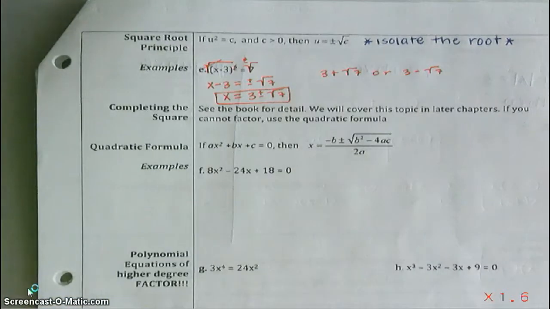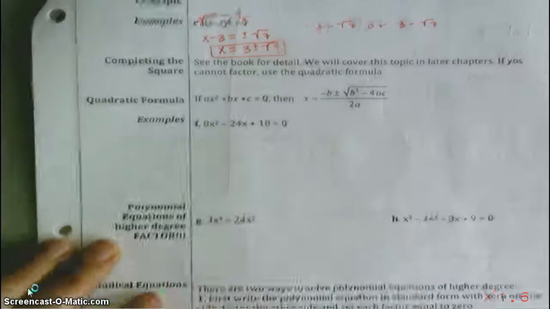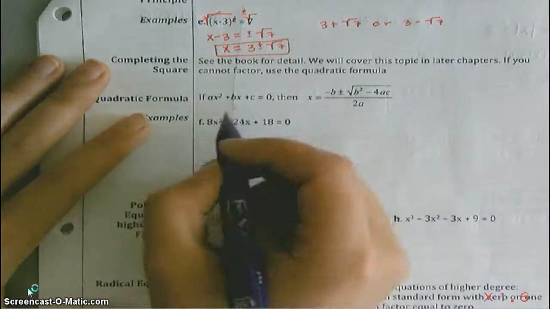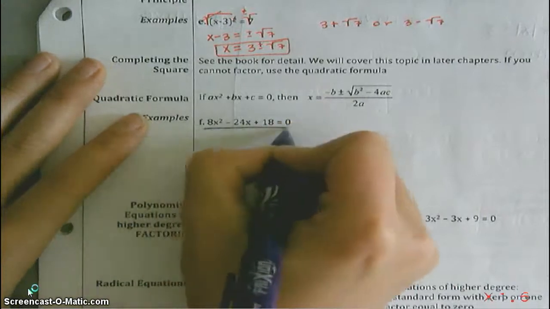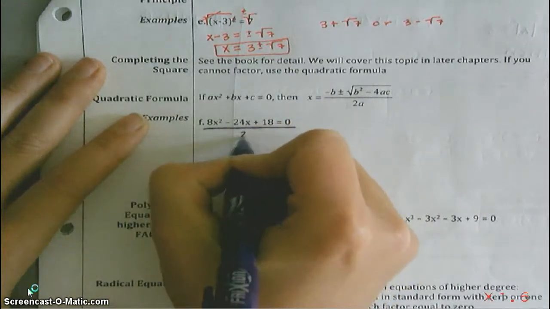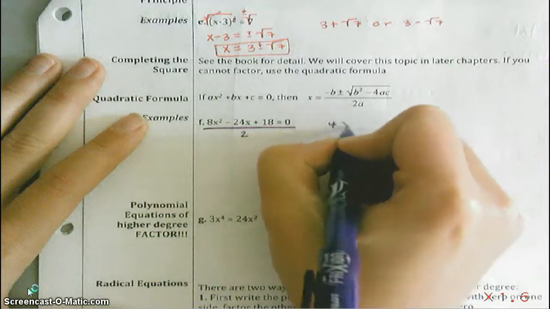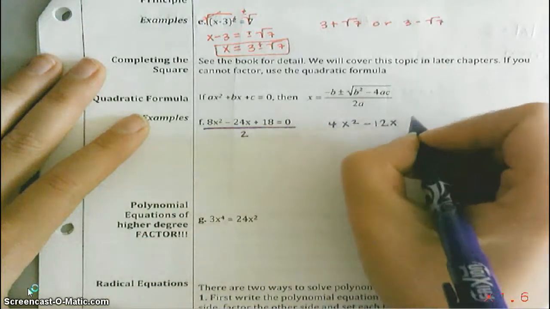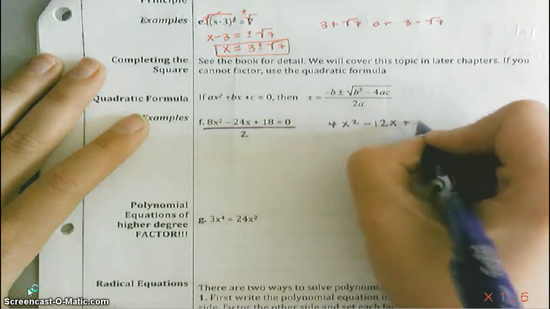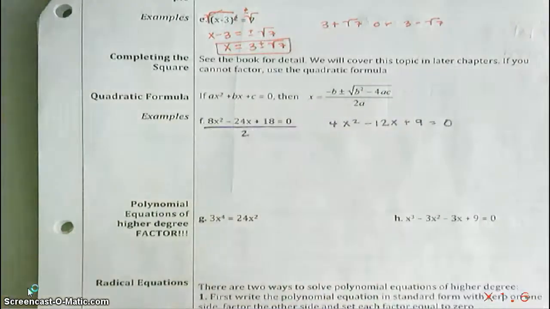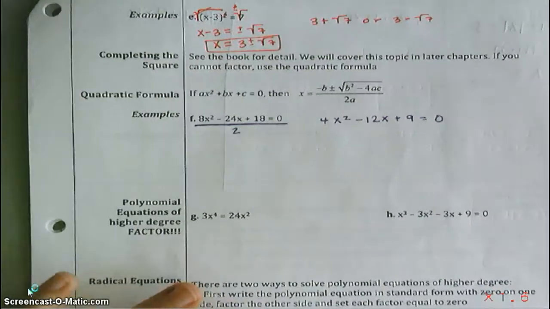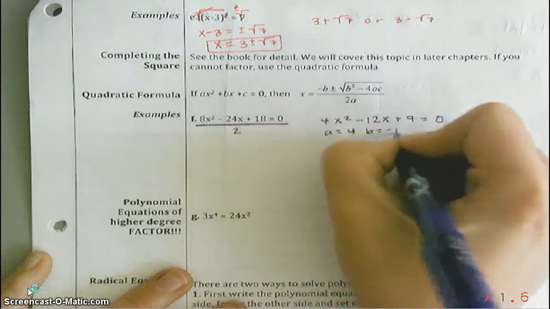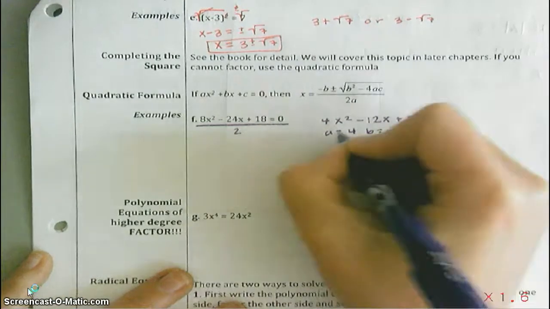What I would recommend doing is, if possible, reduce your original equation. For example, 8, 24, and 18 are all divisible by 2. So just to make the numbers more manageable, I'm going to divide everything by 2 to reduce my original equation. So this is going to be 4x squared minus 12x, and 18 divided by 2 is 9, equals 0. So from there, you get your new a, b, and c. A is going to equal 4, b is going to equal -12, and c is going to equal 9.